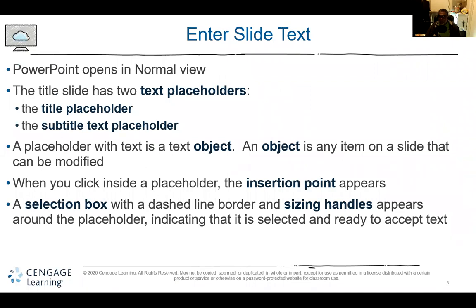PowerPoint opens in a normal view. The title slide has two text placeholders, a title placeholder and a subtitle text placeholder. A placeholder with text is a text object. An object is any item on the slide that can be modified. When you click inside a placeholder, the insertion point appears. A selected box with a dashed line border and sizing handles appears around the placeholder, indicating that it is selected and ready to accept text.